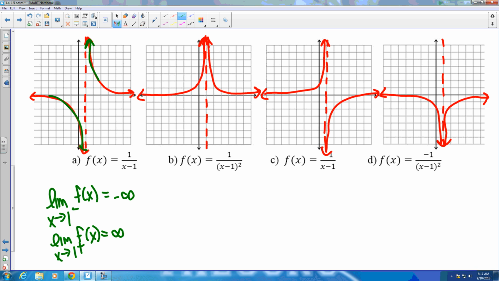Now this one, coming from the left and coming from the right, they're both going up. So instead of writing the left and right-handed limits of this one, we can just say that it's positive infinity in general because they both approach positive infinity.